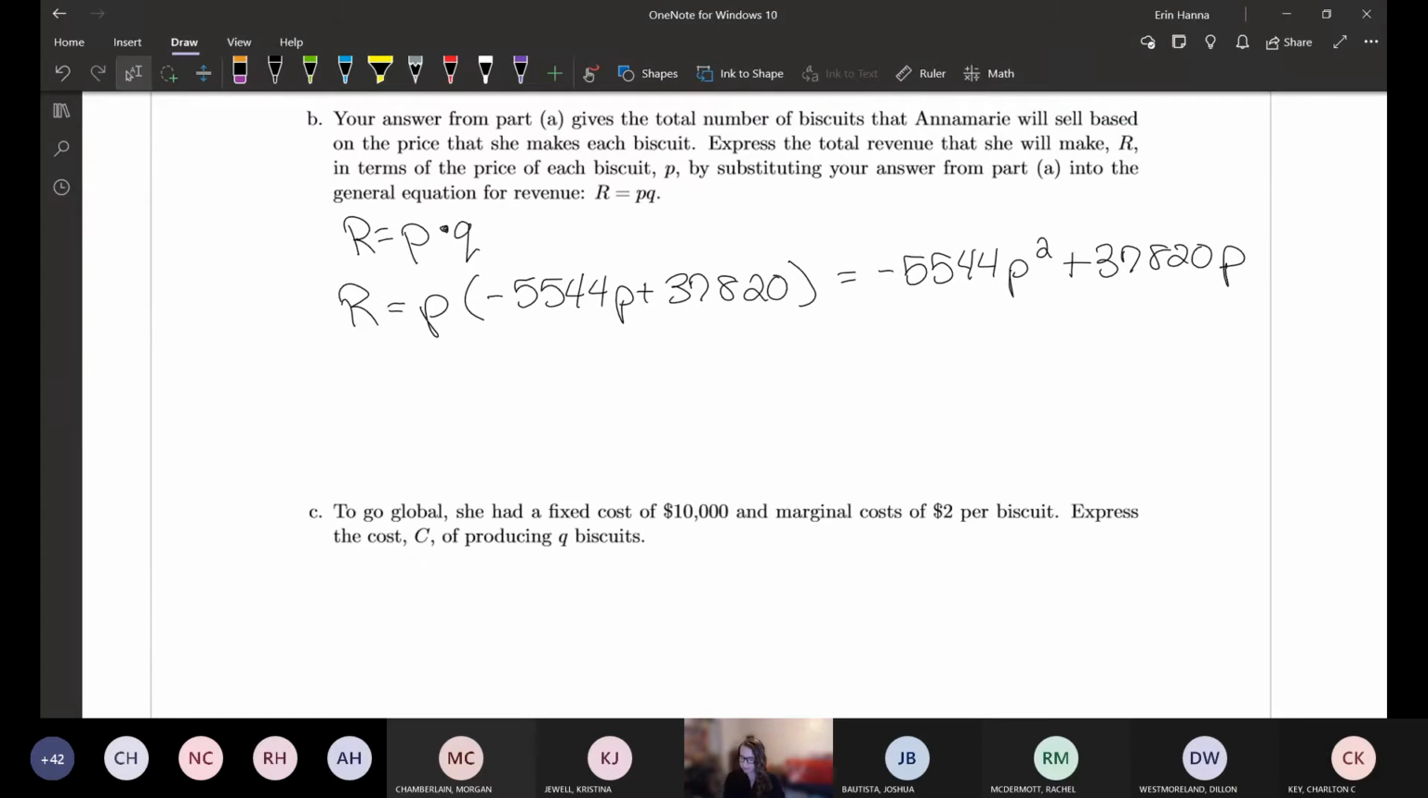So part C. To go global, she has a fixed cost of $10,000 and a marginal cost of $2 per biscuit. Express the cost C of producing Q biscuits. So we have C of Q, and we have the fixed cost plus variable cost. Sorry, marginal cost. Remember, those are the same thing. So we have our fixed cost of 10,000 plus our marginal cost of 2 times each amount of biscuits. So we have 10,000 plus 2Q for our cost function in terms of biscuits.